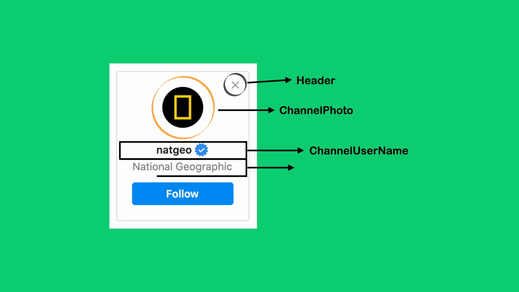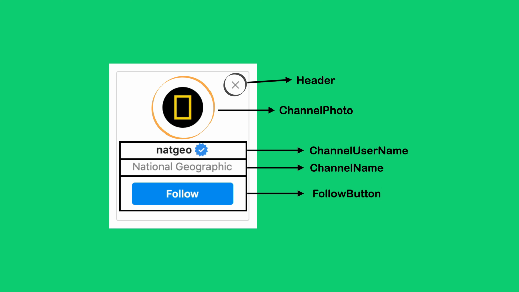Next up, I will create channel name component which will contain the name of the channel. And finally, we will have a follow button component which users click to follow a certain user on Instagram. So let's go ahead and create this card.